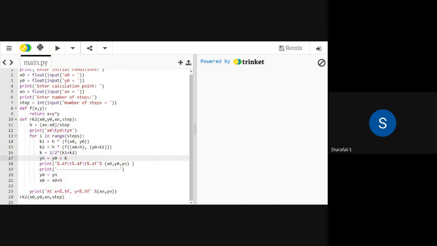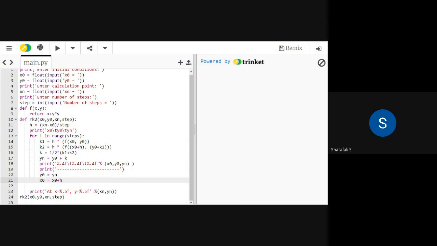So for the first iteration it will take h equal to 0.1 and iterate, and then again it will check whether the range is over or not. Then one more time it will continue this loop and give me the result. So y0 will become yn each time, and x0 will become x0 plus h. Each time this x will be incremented and the corresponding y value will be calculated.